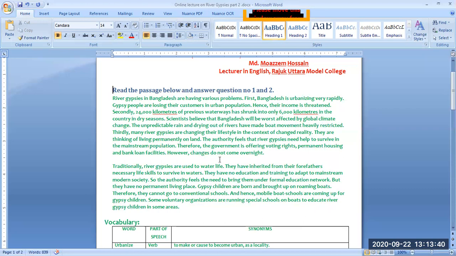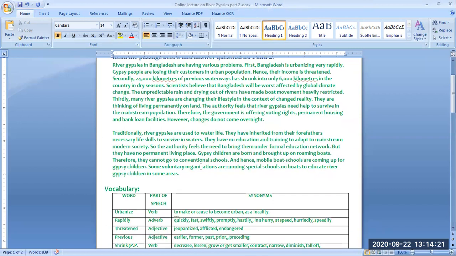That means mobile boats. Actually, there are some mobile boats which are run by some volunteer organizations, some NGOs. They are trying to teach the gypsy children basic education like counting numbers and introducing them with letters like this. Therefore, they cannot go to conventional schools, and hence mobile boat schools are coming up for gypsy children. Some voluntary organizations, voluntary, you know the meaning, those who work without any payment, are running special schools on boats to educate river gypsy children in some areas. But that's very rare. That's not available actually.